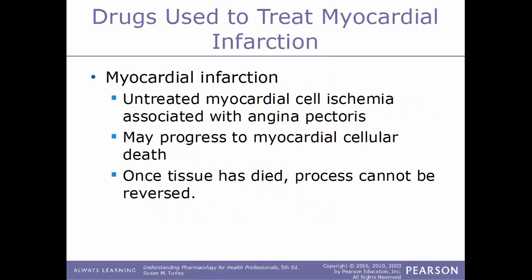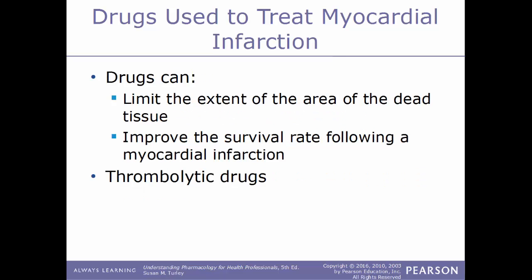All right, now we'll talk about drugs that are used to treat myocardial infarction, or MI. A myocardial infarction is untreated myocardial cell ischemia that's associated with angina pectoris. This may progress to myocardial cellular death. Once this death has occurred, the process can't be undone. Once that tissue is gone, it's gone. Drugs used to treat MI can limit the extent of the area of the dead tissue and can improve the survival rate following a myocardial infarction.